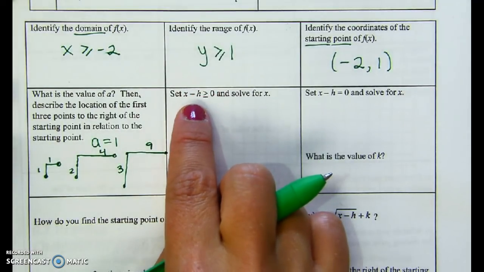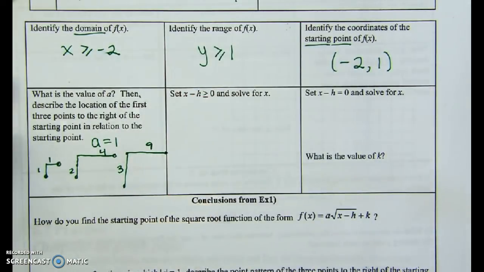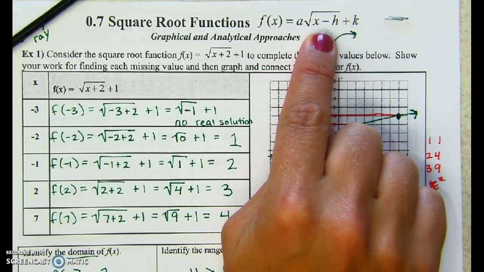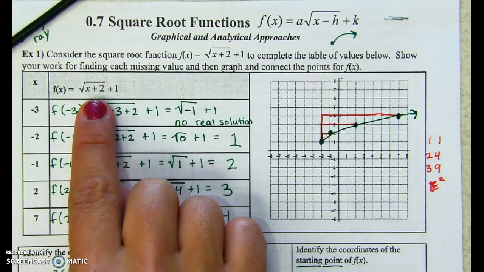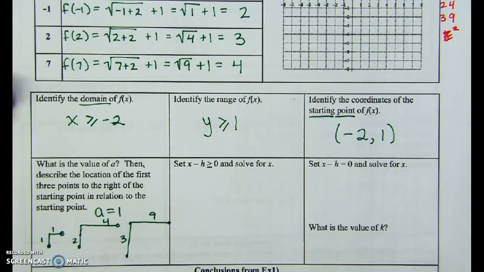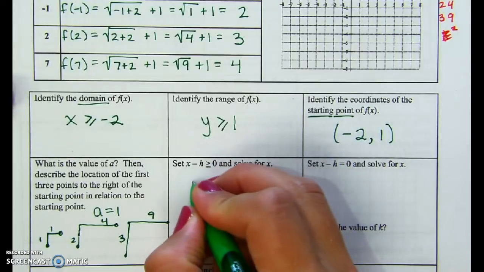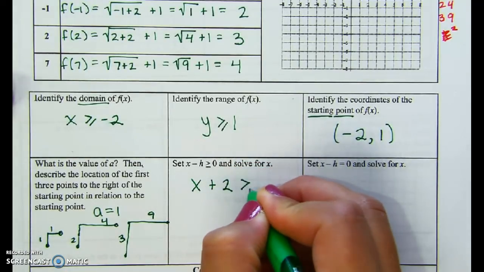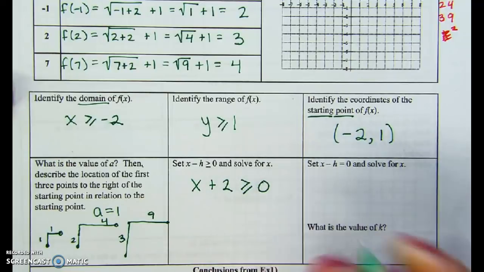Set x minus h greater than or equal to 0. Where is x minus h? X minus h is what's inside the square root. X minus h here is x plus 2. So we're going to take that inside and say x plus 2 is greater than or equal to 0. I wonder why we're doing that.